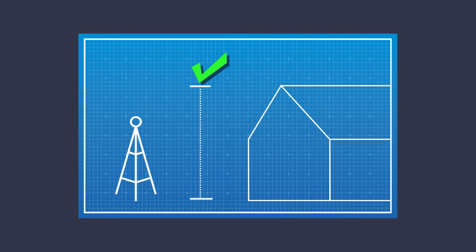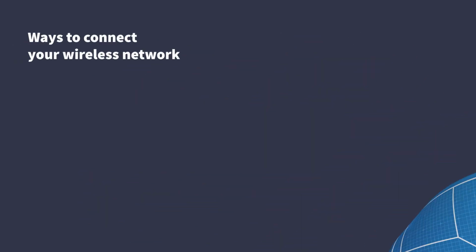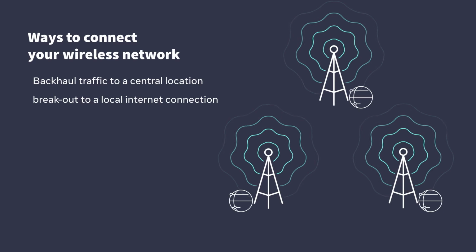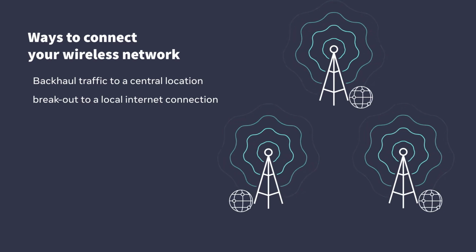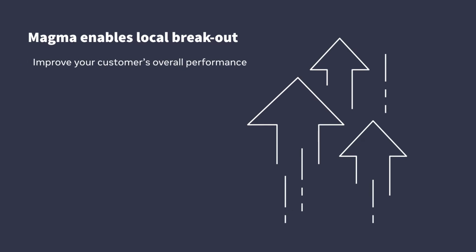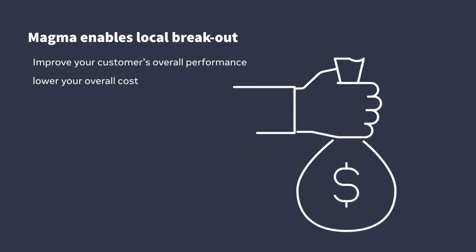You'll need to plan how you'll connect your wireless network to the internet. For each of your sites, you can either backhaul traffic to a central location, or you can break out to a local internet connection point. That's a cool thing about Magma. It enables local breakout, which will improve your customers' overall performance and lower your overall cost, since you don't have to bring the traffic all the way back to a central location before exiting to the internet.